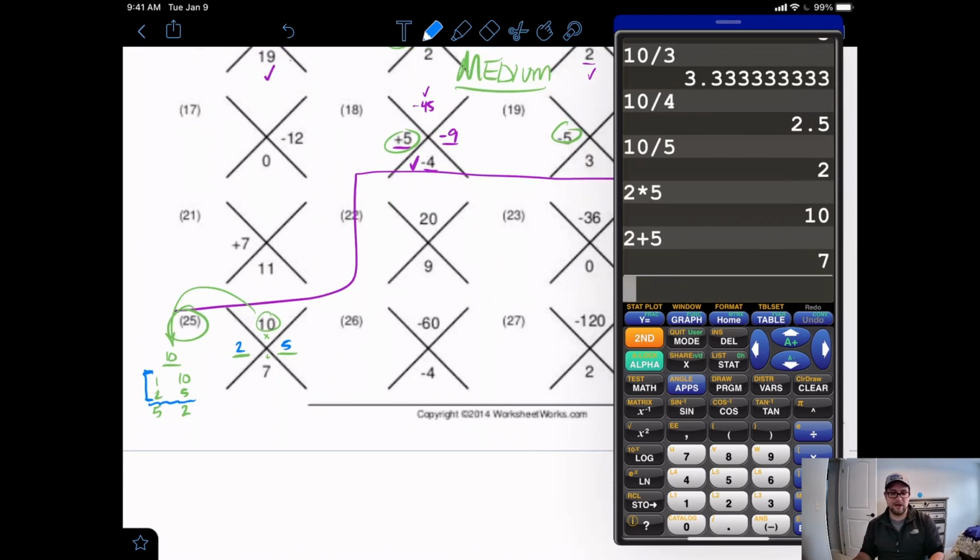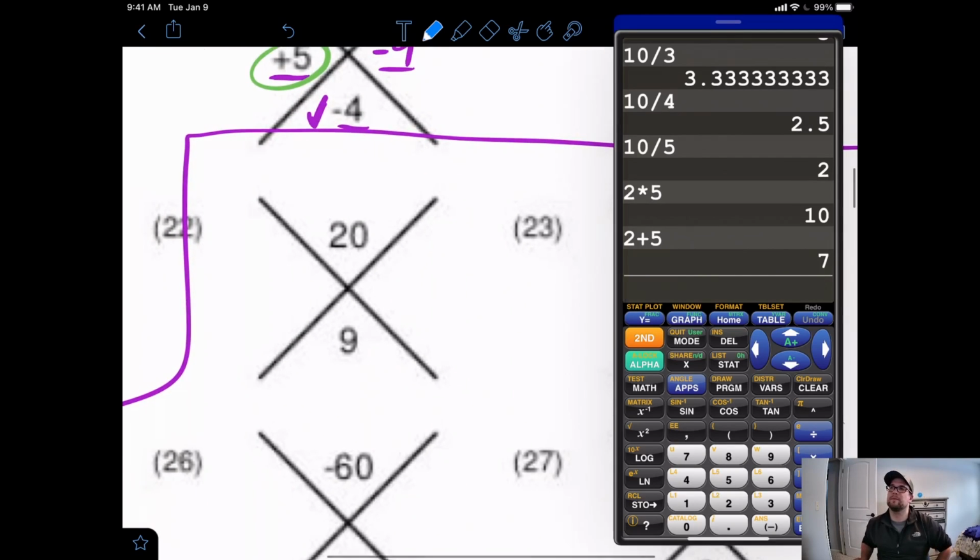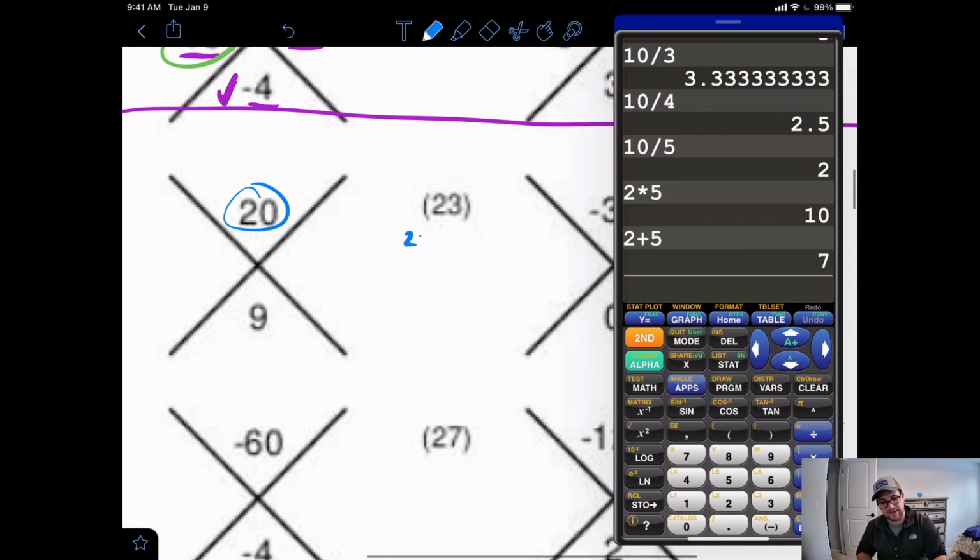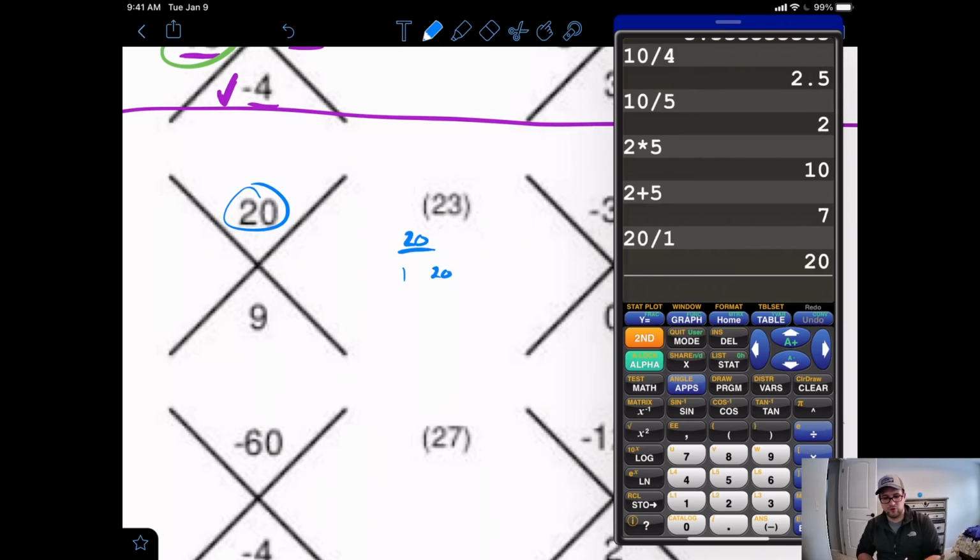Let's do another one. How about number 22? On problem number 22, if you notice, we have 20 as the top number. So to do this, we want to start by making a list. So I'm going to say 20 divided by 1. That means 1 goes in 20 times. 20 divided by 2. That means 2 goes in 10 times. 20 divided by 3. That's a decimal. We don't use it. 20 divided by 4. That means 4 goes in 5 times. 20 divided by 5. That means 5 goes in 4 times.